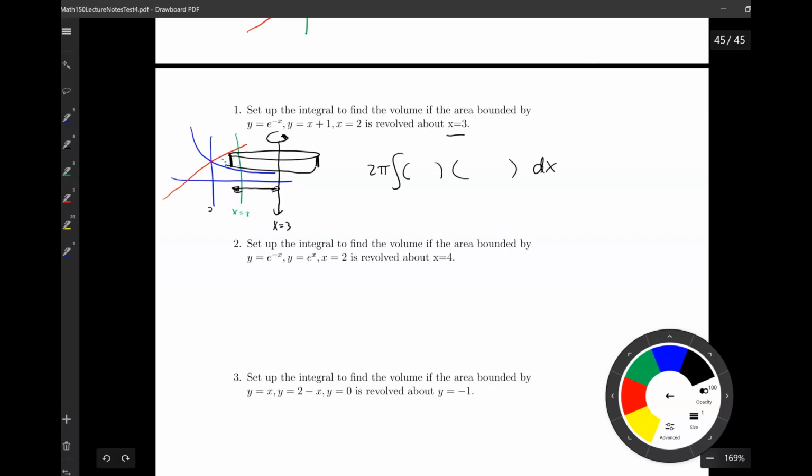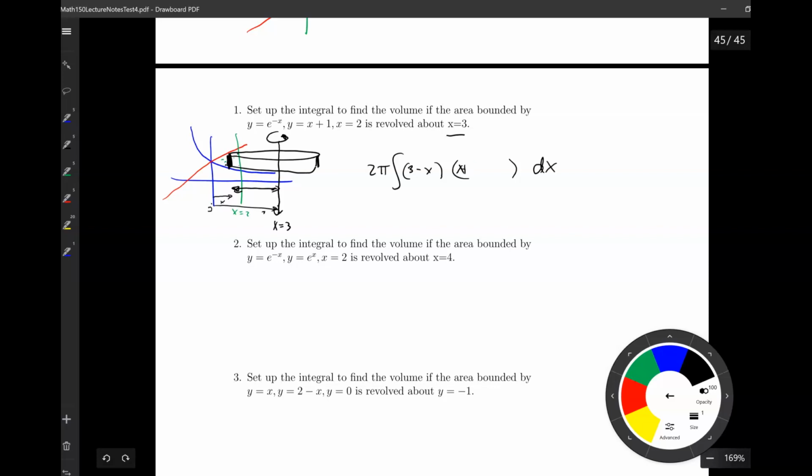Okay, so my radius will be from here to here. So everything gets measured here from the y-axis. So I want to say go all the way out to 3 and take away this x. Go all the way out to 3 and take away x, and that gives me the radius of my shell. The height of the shell will be this distance from here to here. So the top function is x plus 1.